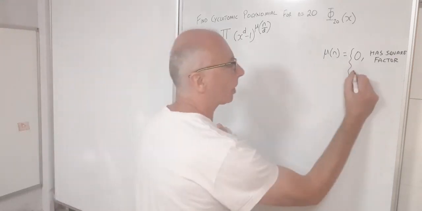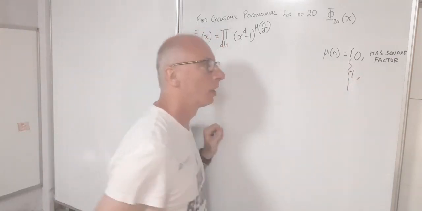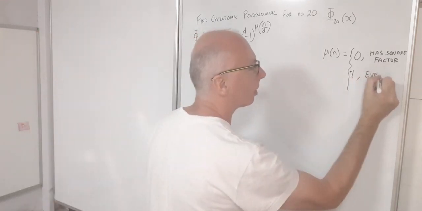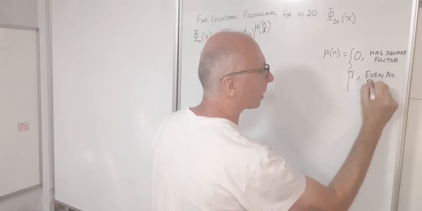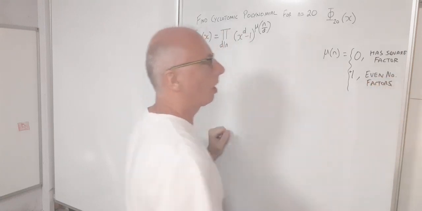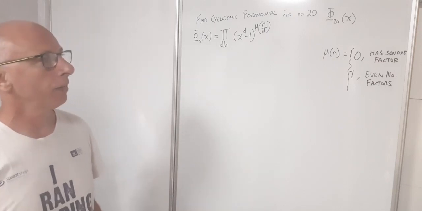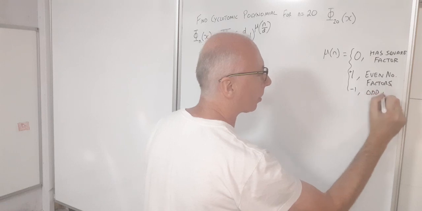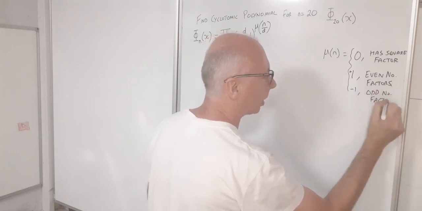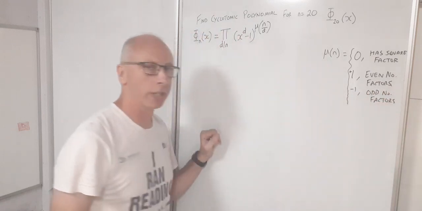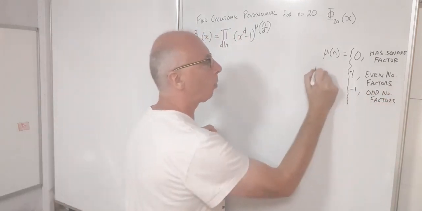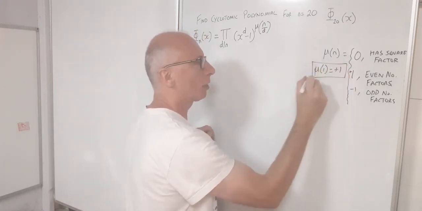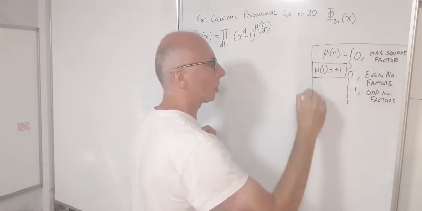It takes the value of +1 when it has an even number of prime factors, and it takes on the value of -1 when it has an odd number of prime factors. And there's one rule as well: the Möbius function calculated at 1 is +1. That's one rule we need to stick by. So that's the Möbius function.